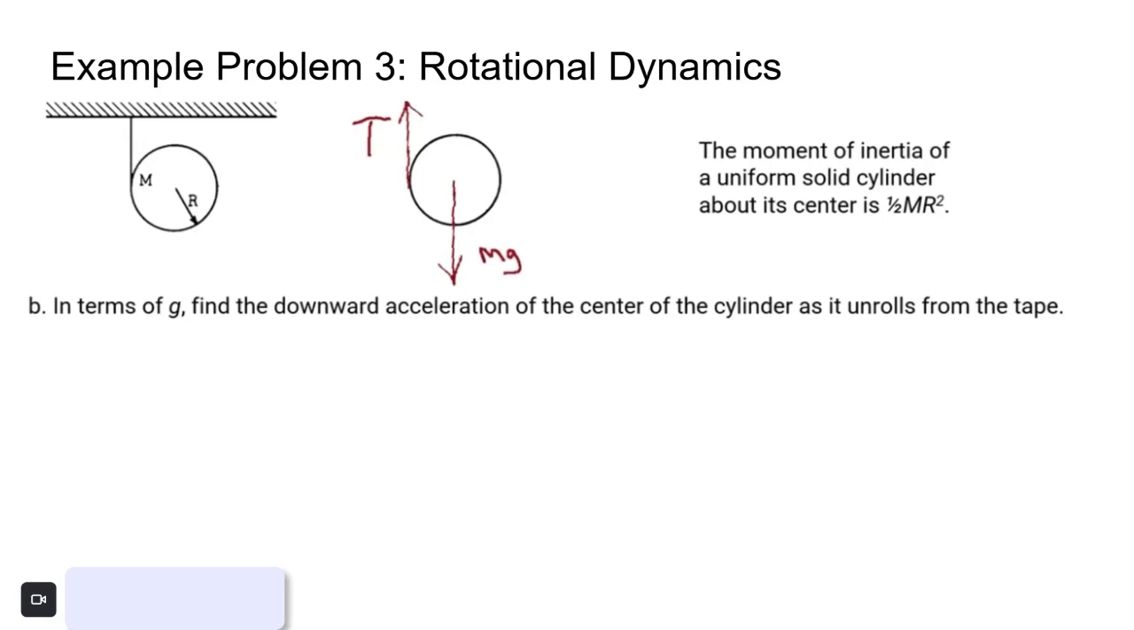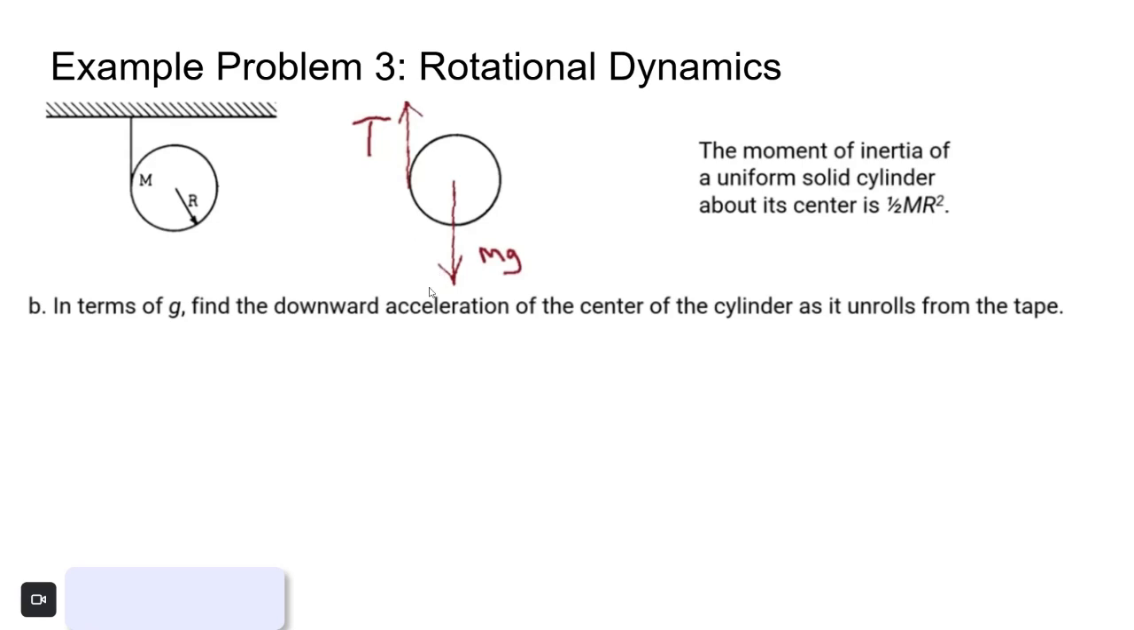You can see in the diagram how it's suspended. The question is, as the cylinder unrolls and falls, what's its downward acceleration A in terms of g, the acceleration due to gravity? As the cylinder falls, two things are happening. Its center of mass is accelerating downwards, that's linear motion. It's also rotating or unspooling, that's rotational motion. These two are connected by the tape.